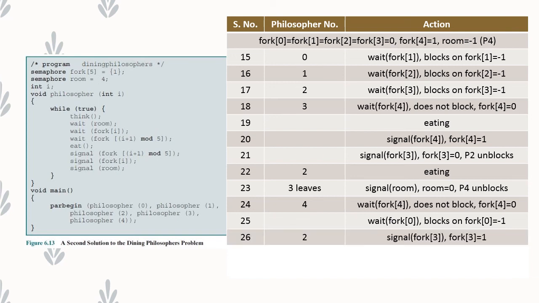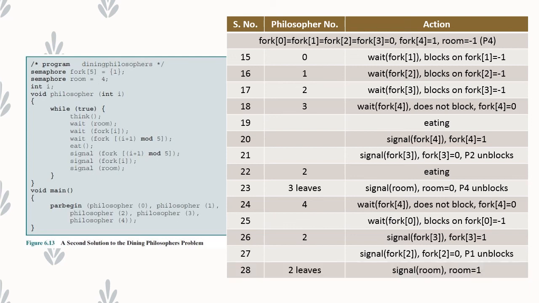Meanwhile, philosopher number 2 was eating. When it has finished eating, it signals fork 3. Fork 3 becomes 1. Then it signals fork 2. Fork 2 becomes 0 and philosopher number 1 unblocks. And finally, philosopher number 2 leaves.